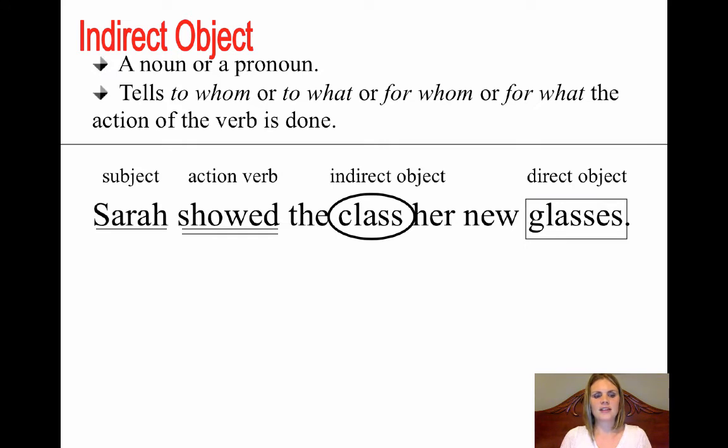Okay, so another sentence. Sarah showed the class her new glasses. Sarah's the subject. What did she do? She showed. What did she show? The glasses. So glasses would be the direct object. To whom? The class. So the class is the indirect object.